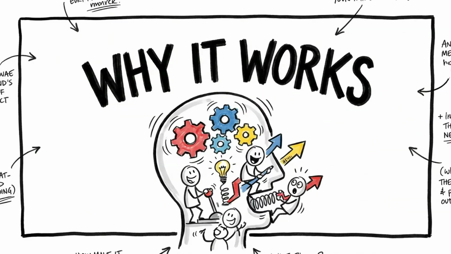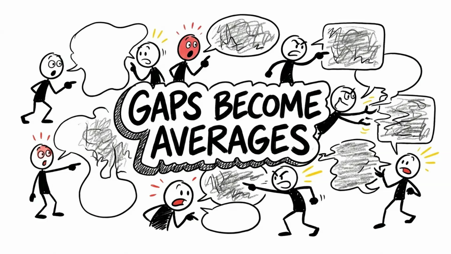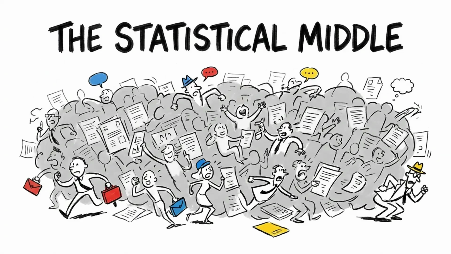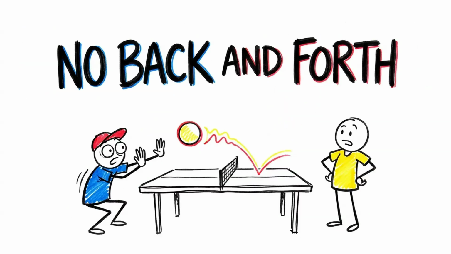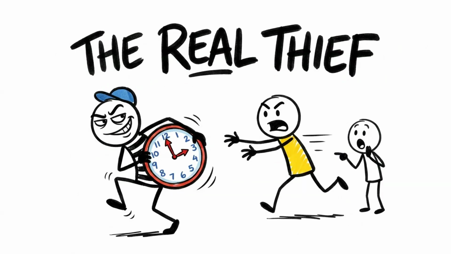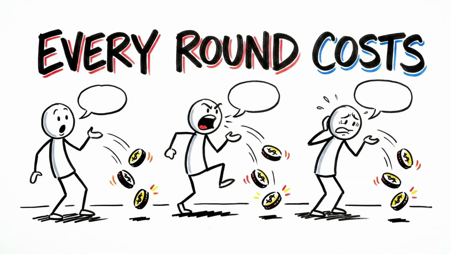Here is why the mechanism works. Claude fills gaps with averages when you leave gaps. It is trained on millions of examples, so a blank means the middle of all of them. Average is exactly the thing that wastes your time. The anchor removes the guessing, so you skip the endless back and forth. That back and forth is the real-time thief nobody names. Every correction round costs you a fresh read, a fresh reply, a fresh wait.